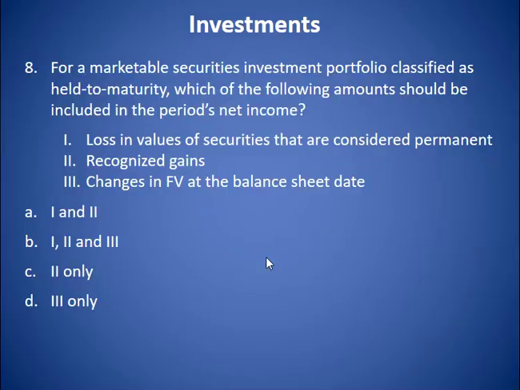Okay, now we have number 8. For a marketable securities investment portfolio classified as held to maturity, which of the following amounts should be included in the period's net income? And you're given 3 different scenarios, and you have 4 different combinations of those scenarios. So go ahead, stop the video, and when you're ready with your answer, go ahead and restart your video.